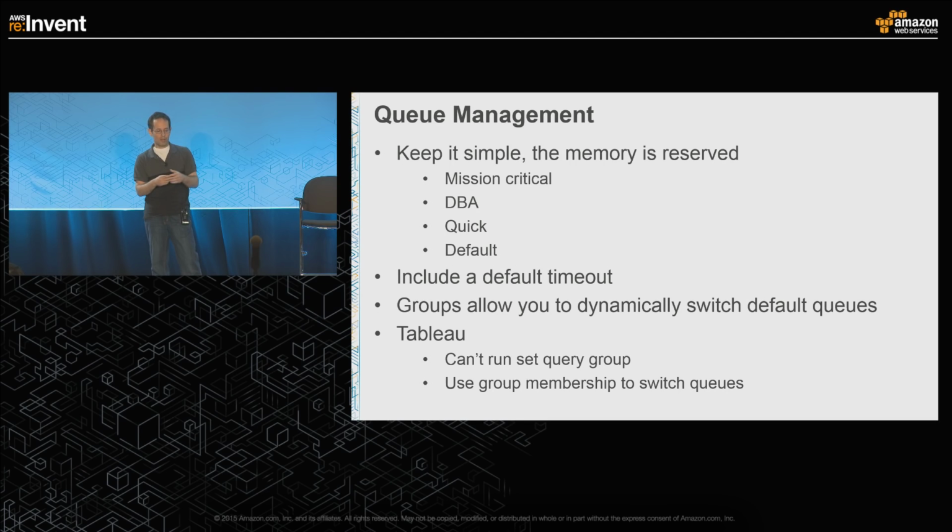And so that's been pretty helpful to have default timeouts on the particular queues. And then groups allow you to dynamically switch queues for particular users. So you can associate a group with a queue, and you can dynamically move users from group to group. So for environments like Tableau where you can't set your query group, you can actually just have UIs that let a Tableau user move between groups depending on whether it's loading a large extract or just servicing the needs of a dashboard. So we found that to be pretty effective where users can't set their own query groups as a way to dynamically adjust which queues users fall in.